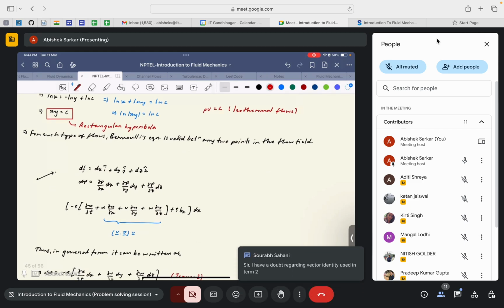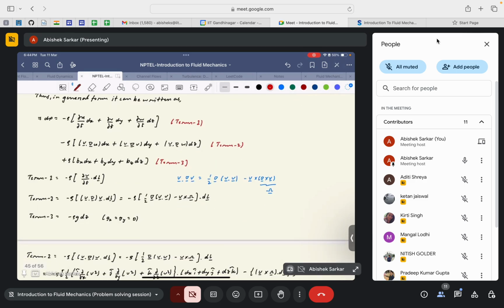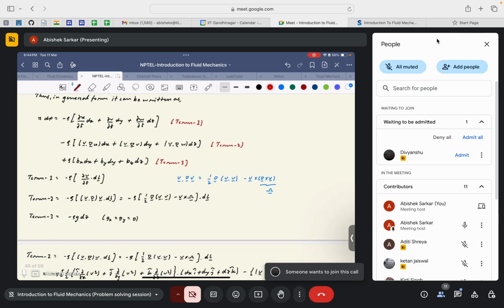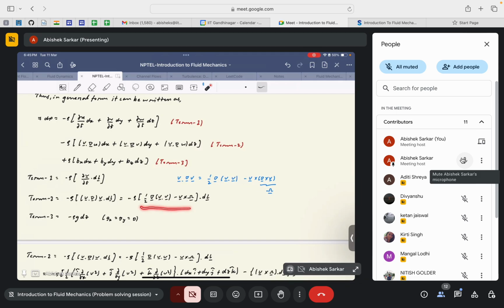So sir, I have a doubt regarding the vector identity used in term 2. Okay, we will reach there. It is something that I have taken from the lecture videos. Divyanshu wants to join. This is something that I have taken directly from the lectures. So if you have any doubt regarding the identity, I do not know, but if there's a doubt regarding the calculation, you can ask. We can discuss it when we reach there.